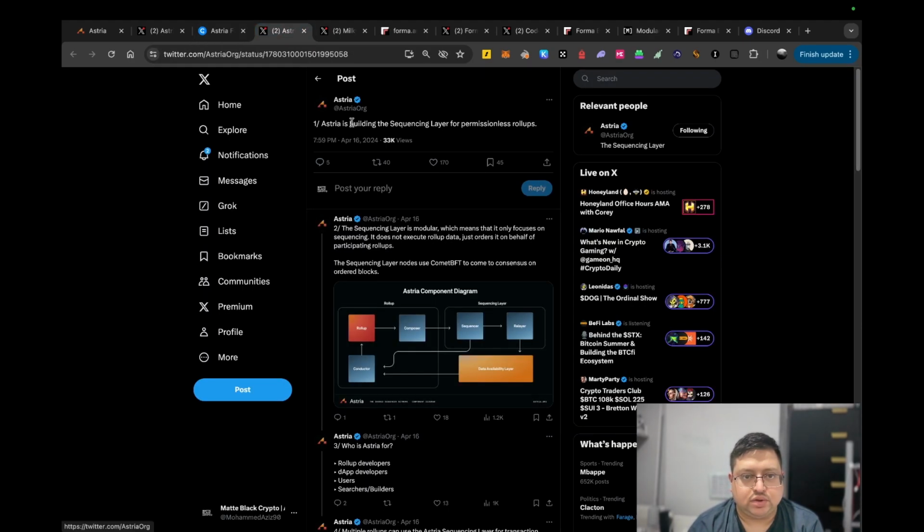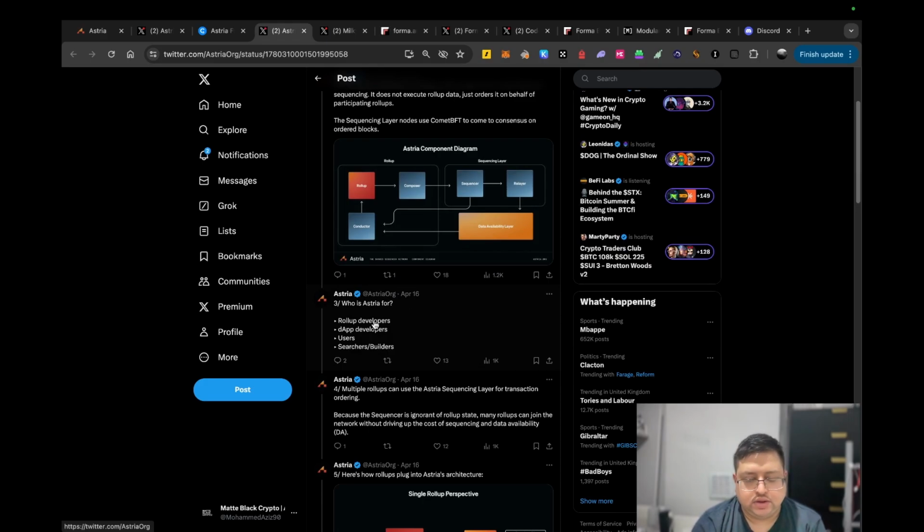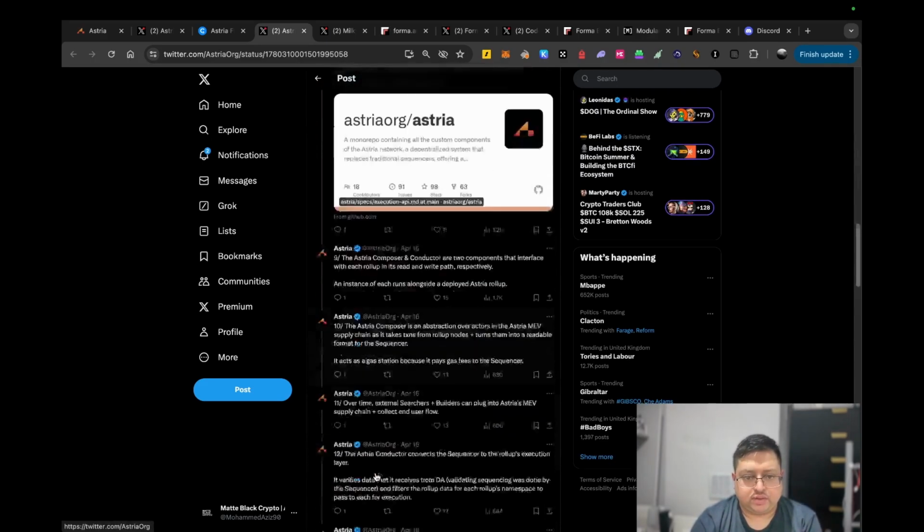What is Astria? Here they've written a very good thread. Astria is building a sequencing layer for permissionless rollups. The sequencing layer is modular, which means it only focuses on sequencing. It does not execute rollup data, just orders it on behalf of participating rollups. The sequencing layer nodes use Comet BFT to come to consensus on ordered blocks. So who is Astria for? I won't read the whole thread because otherwise the video will get too long.